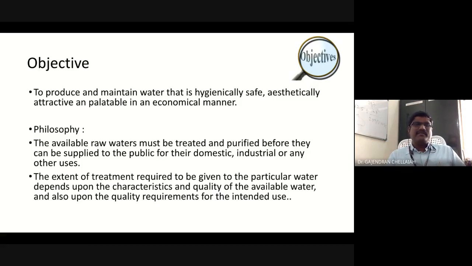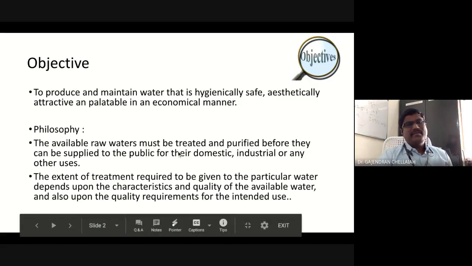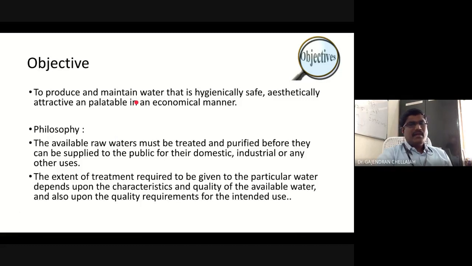So the philosophy of water treatment is that the available raw water must be treated and purified before it can be supplied to the public for domestic, industrial or any other uses. The extent of treatment required for a given water depends upon the characteristics and quality of the available water and also upon the quality requirement for the intended use.